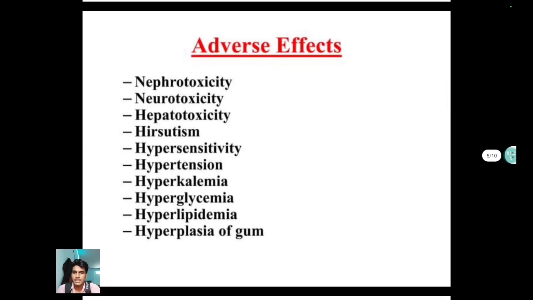Adverse effects of calcineurin inhibitors: nephrotoxicity, neurotoxicity, hepatotoxicity, hirsutism, hypersensitivity, hypertension, hyperkalemia, hyperglycemia, hyperlipidemia, and hyperplasia of gum.